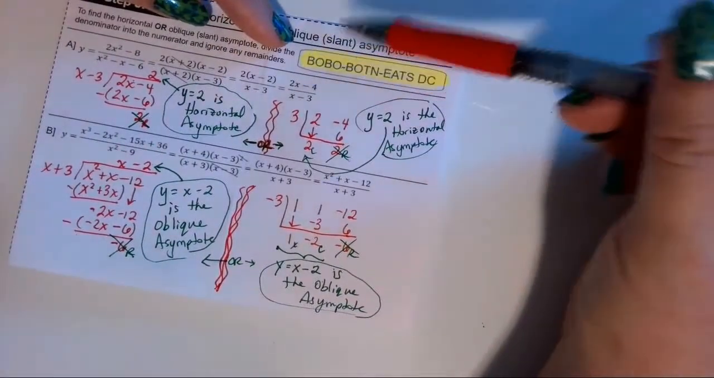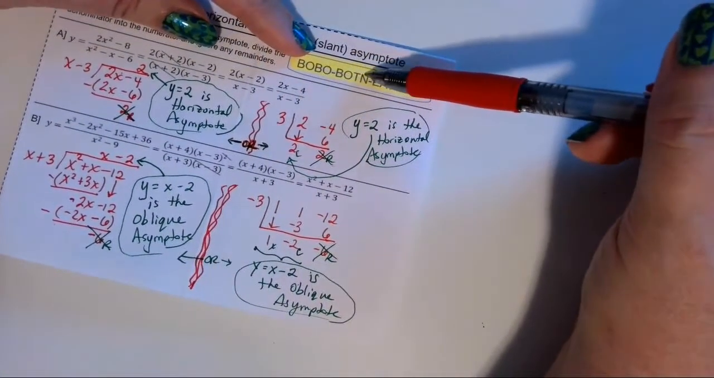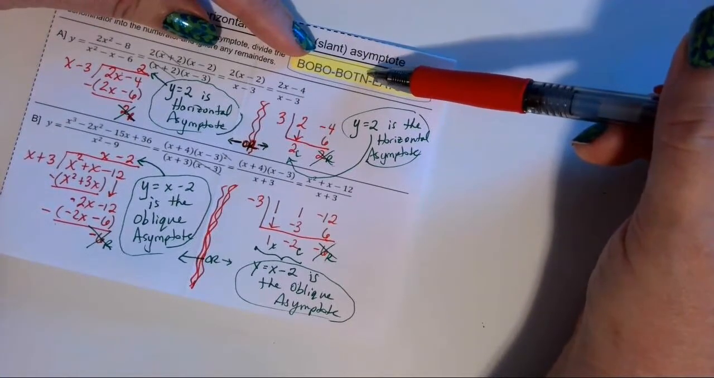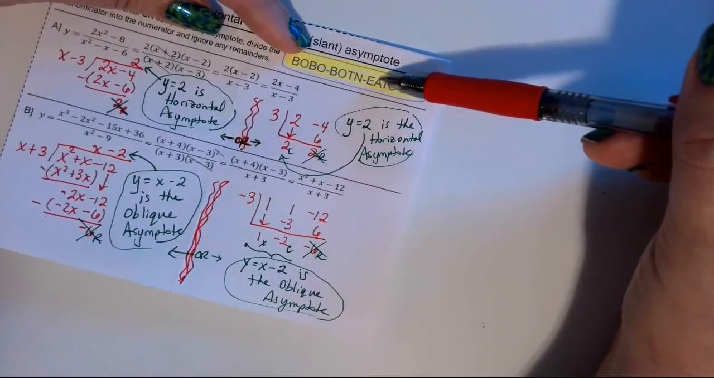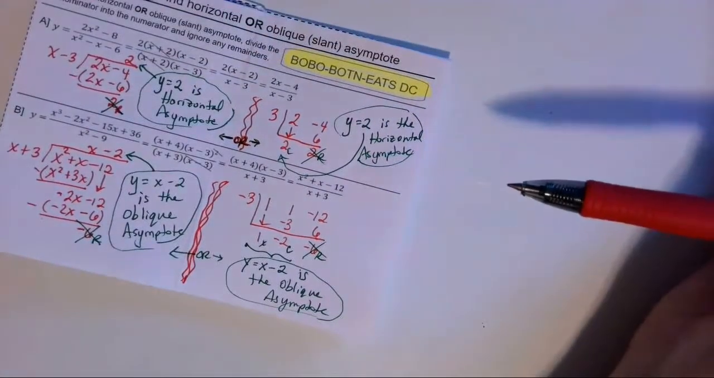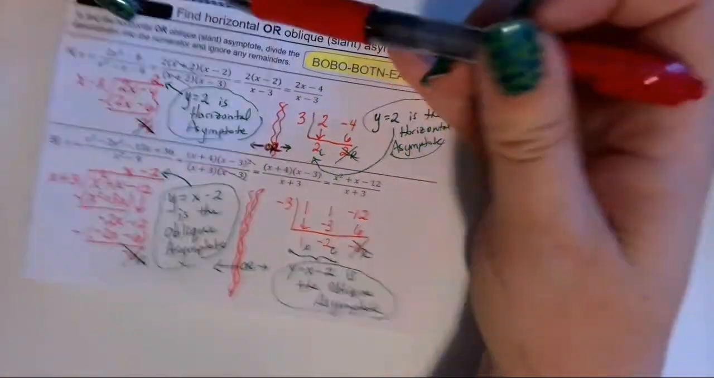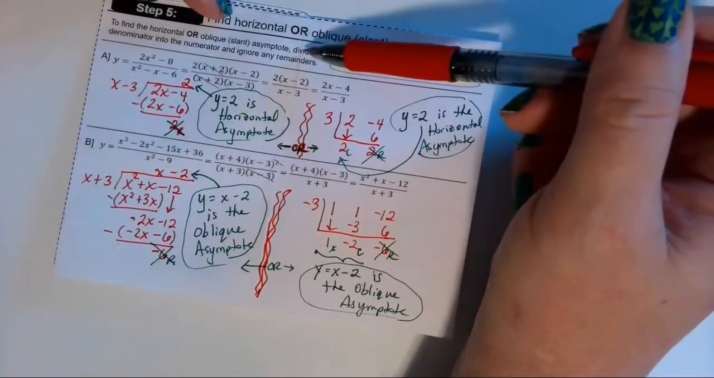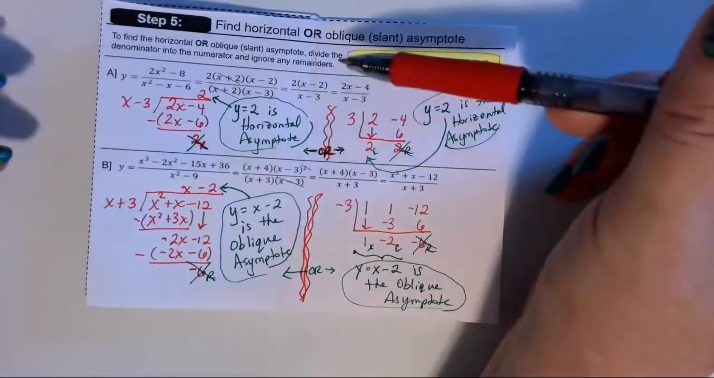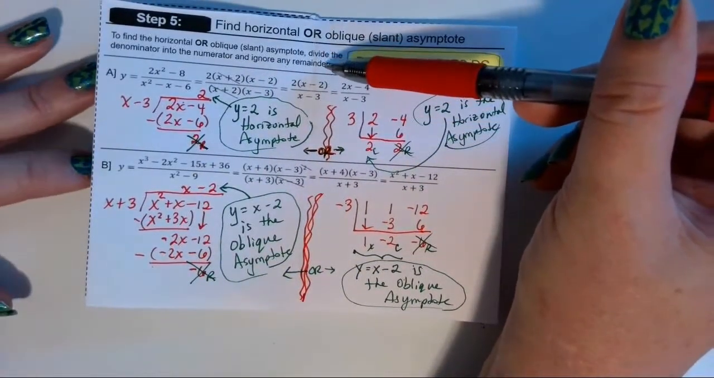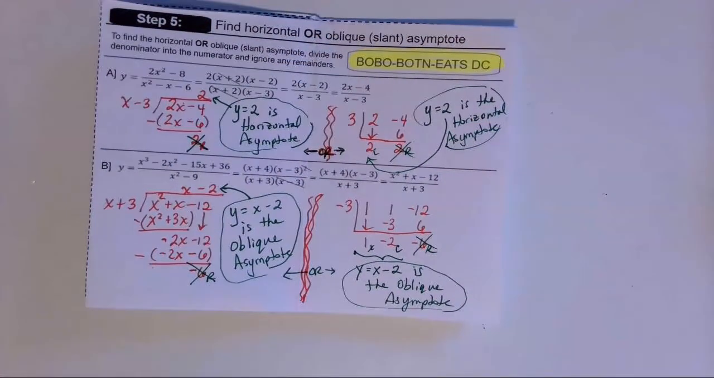So again, BOBO, bigger on bottom 0. BOTN, bigger on top none for horizontal. Instead, you do division to find the oblique. And then EATS DC is exponents are the same, divide coefficients. Okay, so that's just an acronym for shortcuts if you want to use it. Otherwise, you can always do long division or synthetic division if it's a linear divisor to find your horizontal or oblique asymptote. Just remember to ignore that remainder.